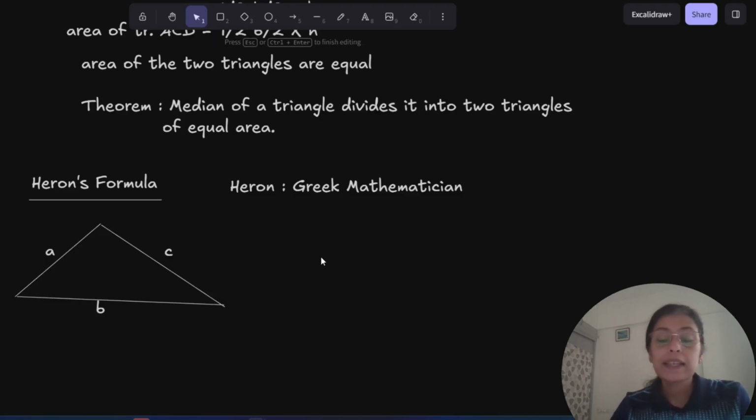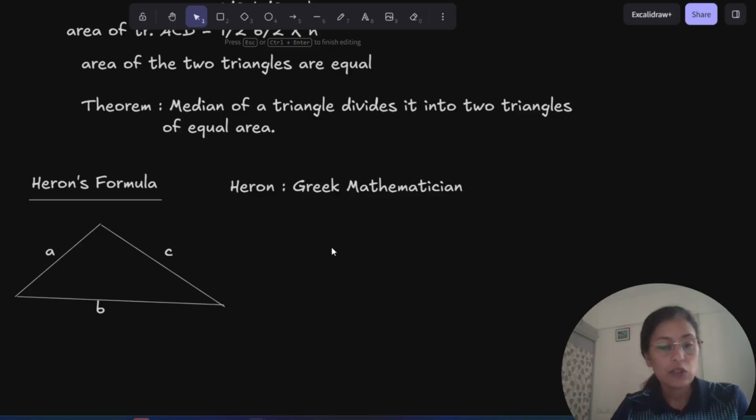So in this case, what will be the area? How to find out the area? That is where he derived a formula for this. He came up with a formula for this. The derivation, how that formula came into being, that is outside the scope of your grade for now. So we will just see what that formula actually is.